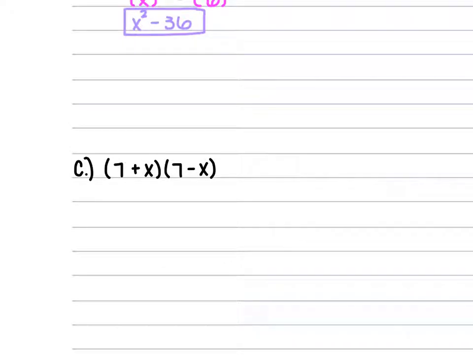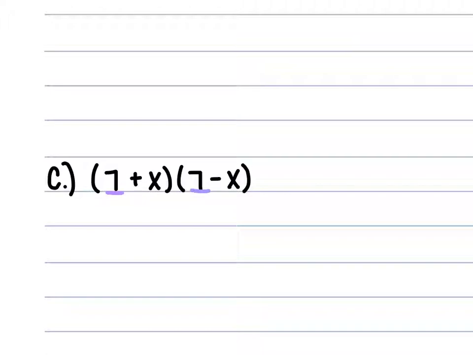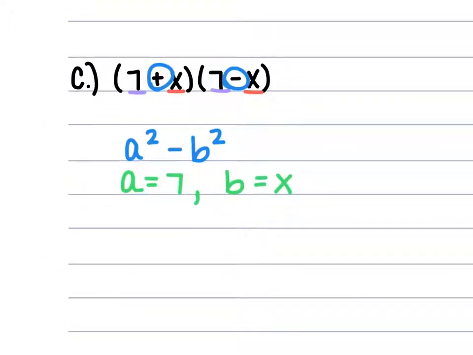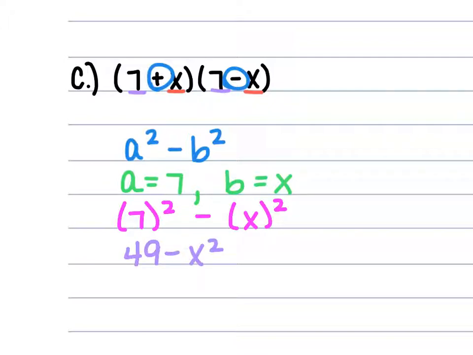For c, we have 7 plus x times 7 minus x. Our a's are the same. Our b's are the same. We have opposite signs, so we're going to use a squared minus b squared. Our a is 7. Our b is x. So this is going to give us 7 raised to the second power minus x raised to the second power. The 7 raised to the second power is 49, minus the x raised to the second power is x squared. So 49 minus x squared.